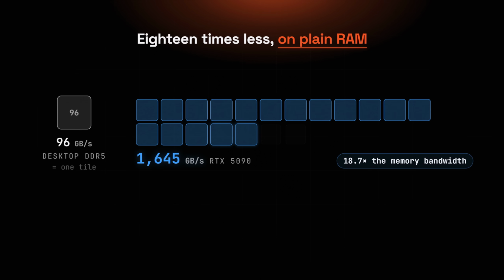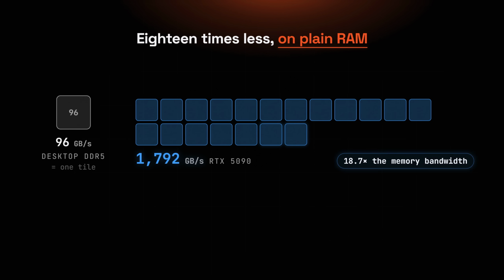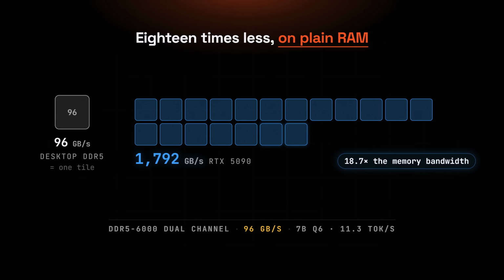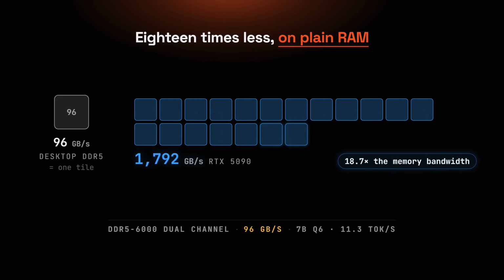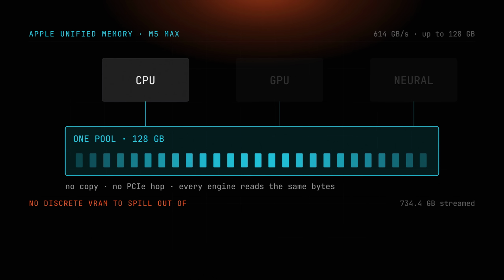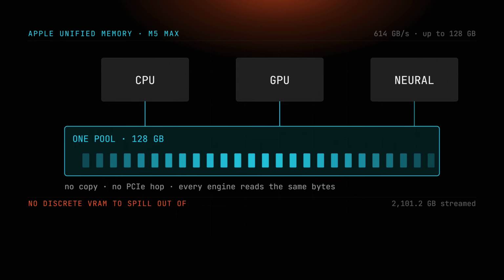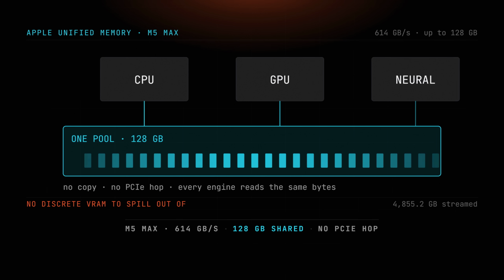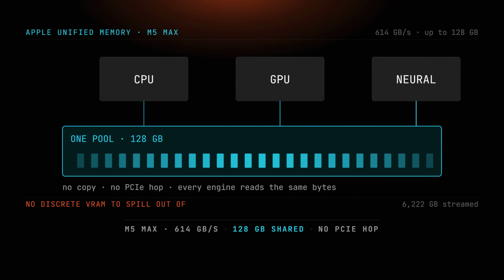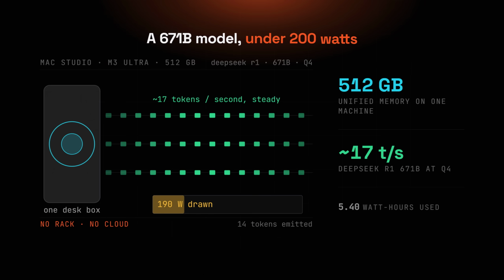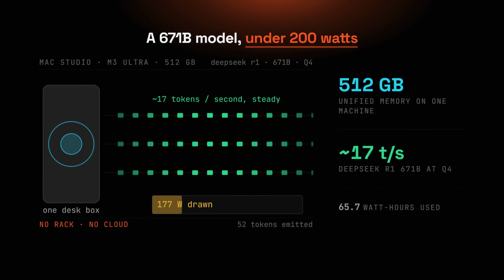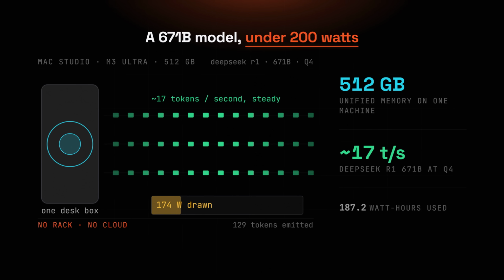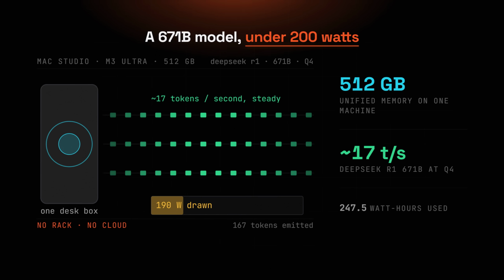Now take the card away. Dual-channel desktop memory runs about 96 gigabytes a second, 18 times less than the top card, and that shows up as roughly 11 tokens a second on a 7 billion model. Apple sidesteps the whole argument by putting one pool of fast memory behind everything. An M5 Max moves 614 gigabytes a second across 128 gigabytes of it, which is how a Mac Studio ran a 671 billion parameter DeepSeek at around 17 tokens a second, pulling under 200 watts. No rack, no cooling problem, no cloud.